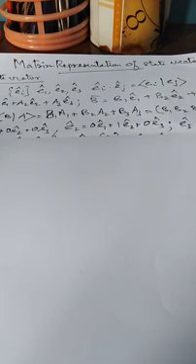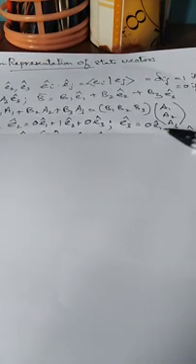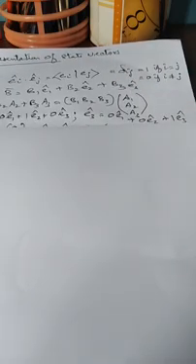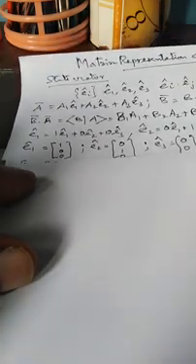We can represent the unit vector e1 cap as 1 e1 cap plus 0 e2 cap plus 0 e3 cap. Similarly, e2 cap is equal to 0 e1 cap plus 1 e2 cap plus 0 e3 cap. And e3 cap is equal to 0 e1 cap plus 0 e2 cap plus 1 e3 cap. In matrix form, these vectors can be represented as column matrices.